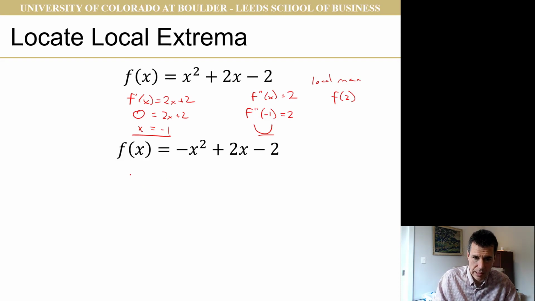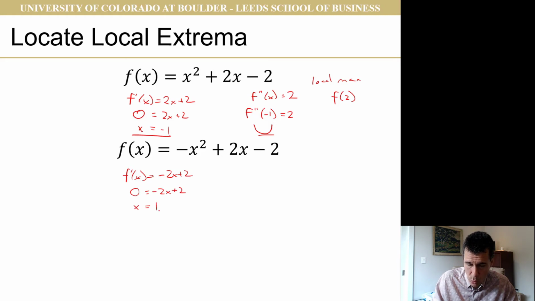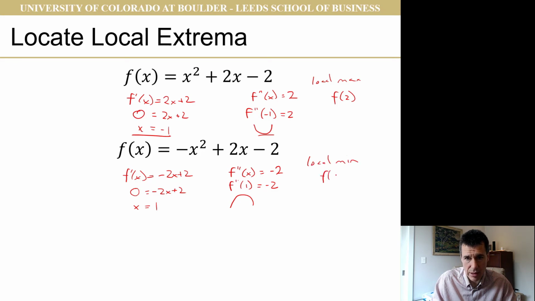Next function, f prime of x equals -2x plus 2. We set it to 0 to find the critical numbers. So 0 equals -2x plus 2. X equals 1 is our critical number. We take the second derivative, which is -2, the derivative of the first derivative, and f double prime of 1 is equal to -2, which means it is concave down, looks like this, which means we must have a local max at f of 1. Oops, sorry, this shouldn't have been f of 2. This one up here should be f of -1. Okay.